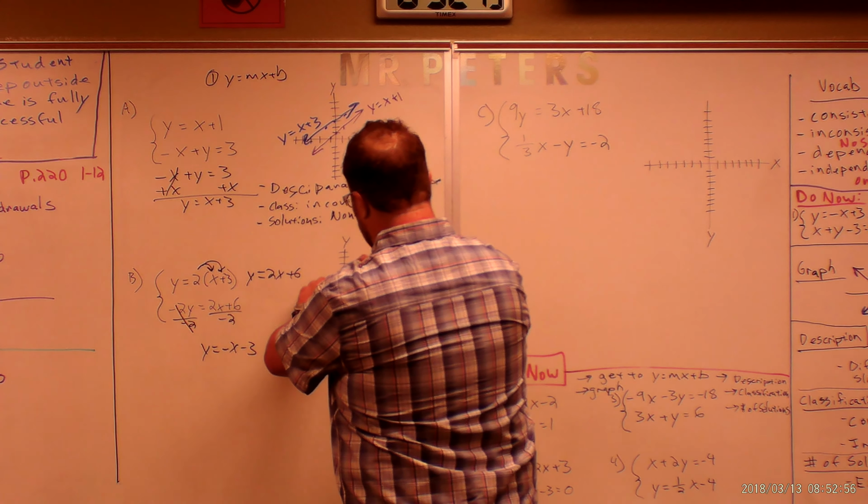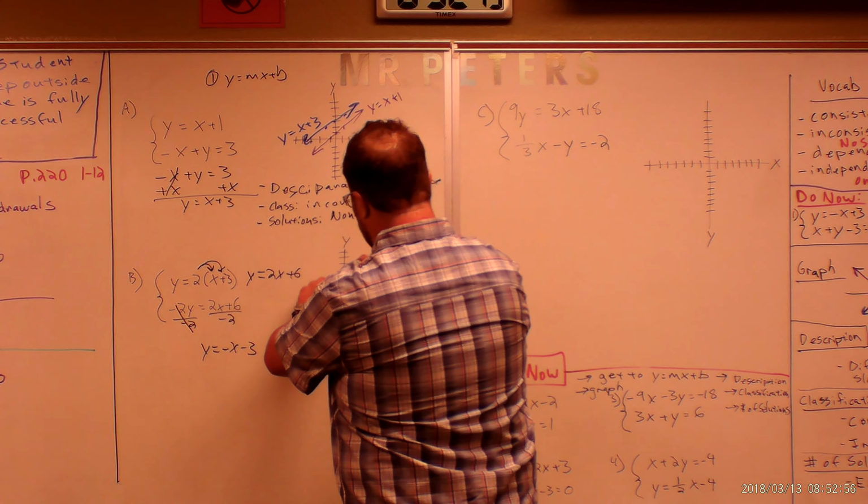Okay, so let's talk about our descriptions. What is our description here? Different slope. Yes, different slopes. Consistent and independent. And our classification is what? Consistent. Yep, consistent. And how many solutions do we have? Exactly one. Yes.